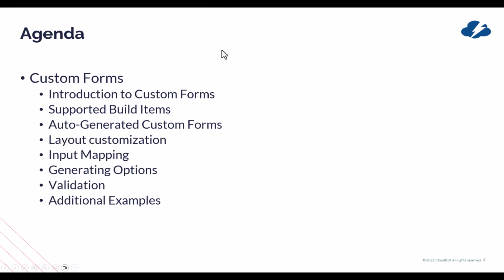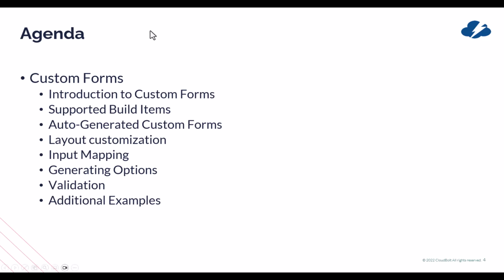So our agenda for today, we're going to be diving deep into custom forms, talk through an introduction. We'll get into some supported build items, so a little bit of some caveats you want to be aware of before you start working with these. Then we're going to get into auto-generated custom forms, which takes your existing blueprint and creates a custom form based off of what you already have so that you have a really good starting point, and then you can start to work with the layout of the form to make it really fit your requirements. So that's where we transition into layout customization.